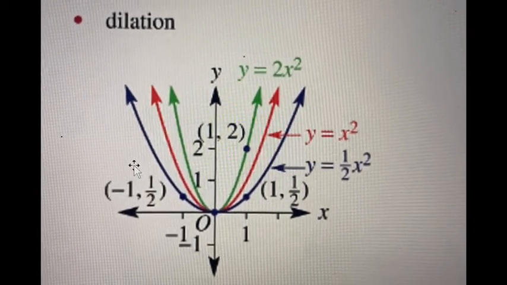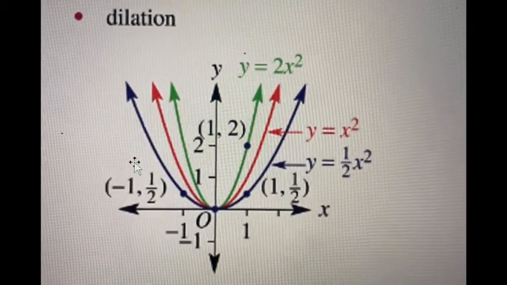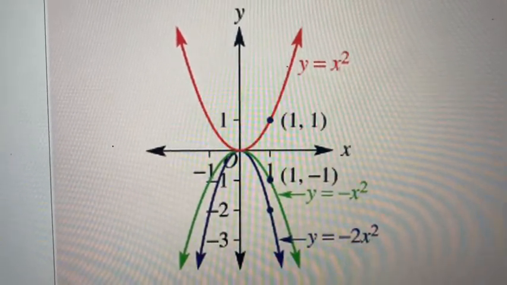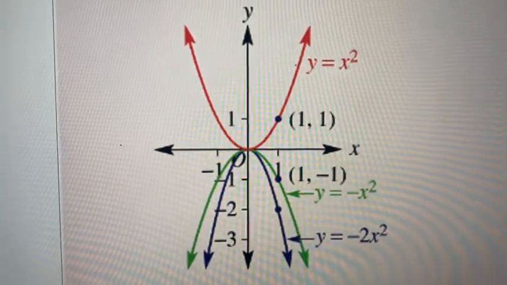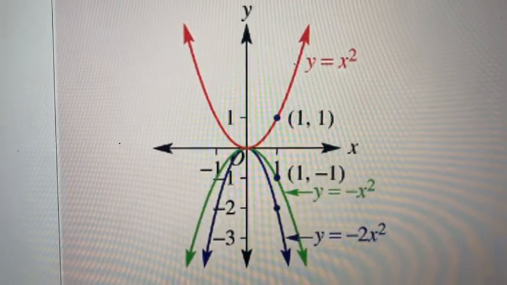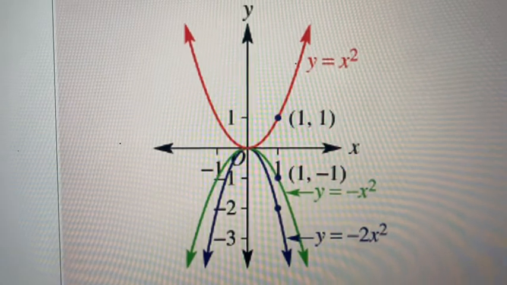Reflection occurs when the coefficient of x squared is negative. When it is negative, the parabola has a maximum turning point. When it is positive, the parabola has a minimum turning point.